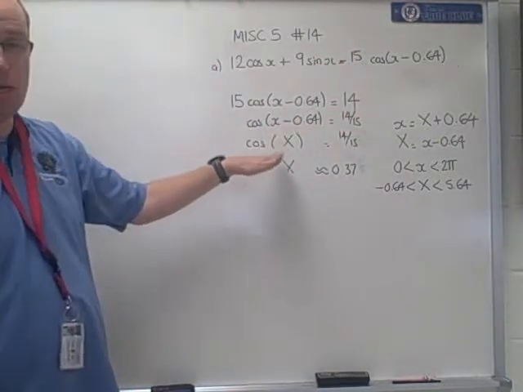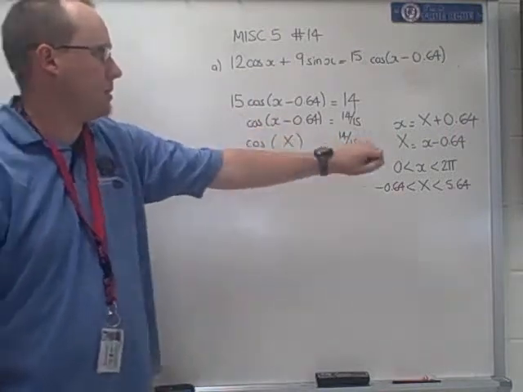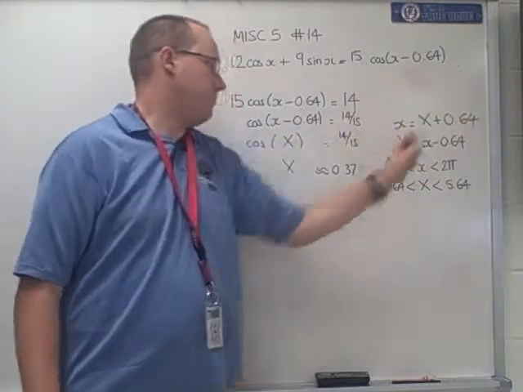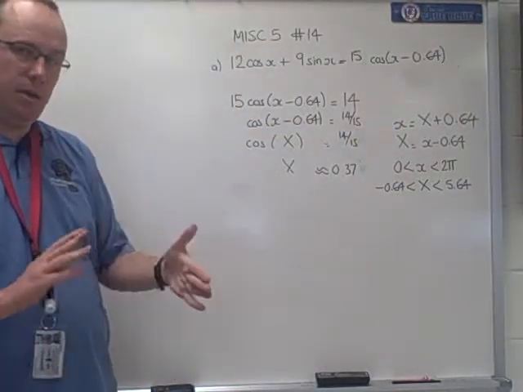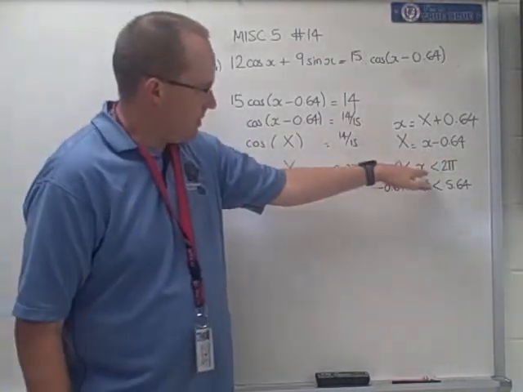I did a substitution here to try and make this a little bit easier, so I called capital X equal x minus 0.64. And I rearranged that as well because I'm going to need that in a little bit. Now, our limits for this question are 0 to 2 pi. That's for the smallest positive value, so I'm going to guess it's between 0 and 2 pi. But that's for our small x.